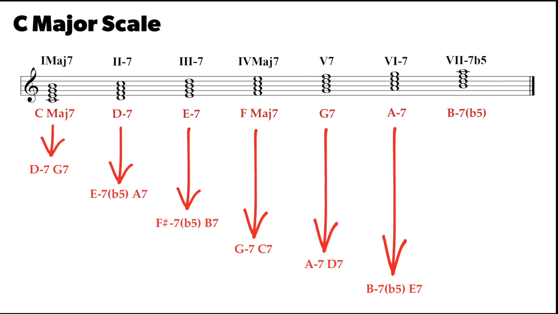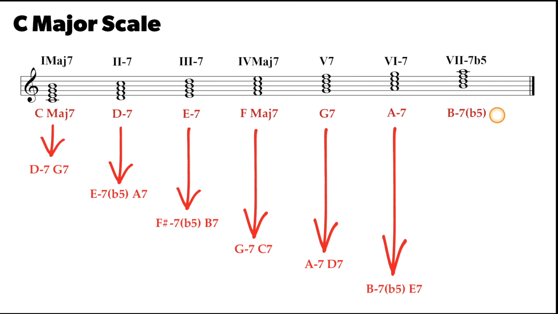Here are the other secondary dominant chords and their related 2 chords for the other diatonic chords in C major. You can play the 2-5 of the 3 chord, the 2-5 of the 4 chord, the 2-5 of the 5 chord, and the 2-5 of the 6 chord. The only chord you won't typically see a 2-5 pair for is the 7 chord, which in this case is B minor 7 flat 5.